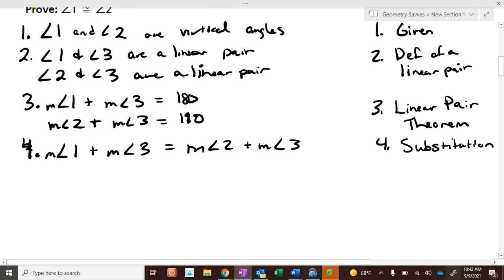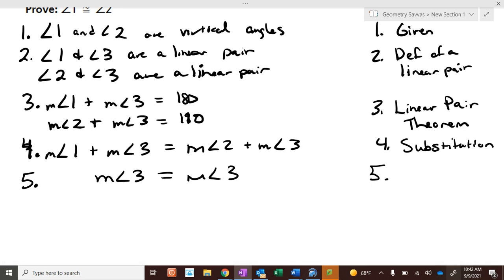Now, I'm going to throw something else at you. We've seen this one time this year. Does anybody know what this property is called when the exact same thing appears on each side of the equation? I mentioned it one time for like 10 seconds this year. It's one of our properties. It's called the reflexive property.